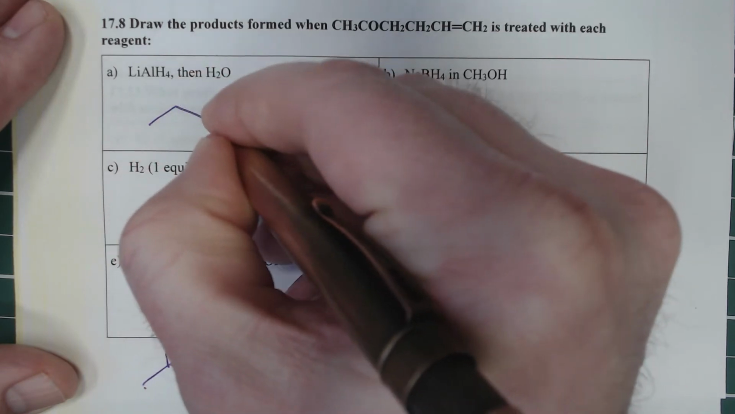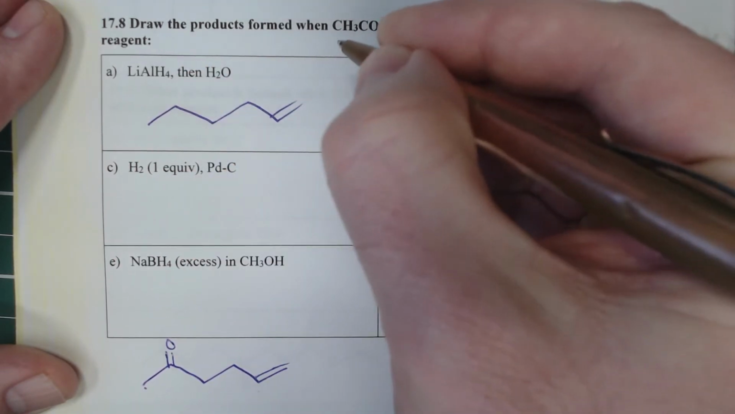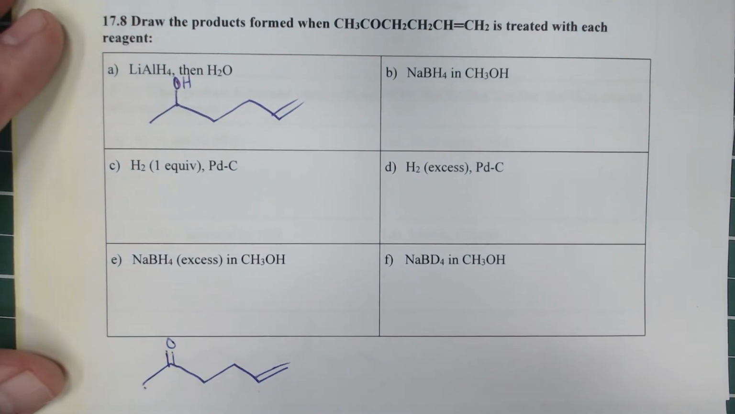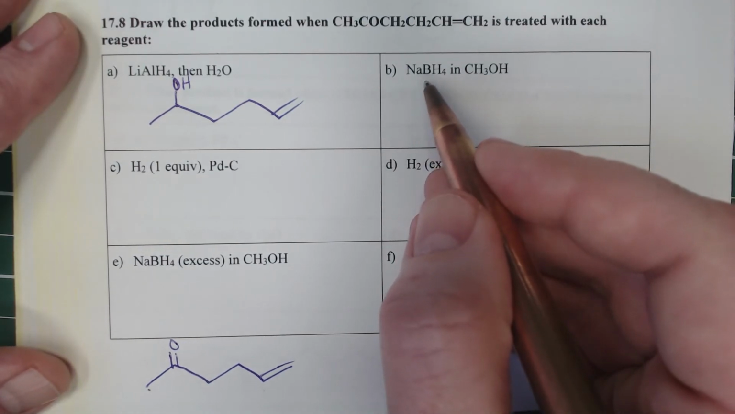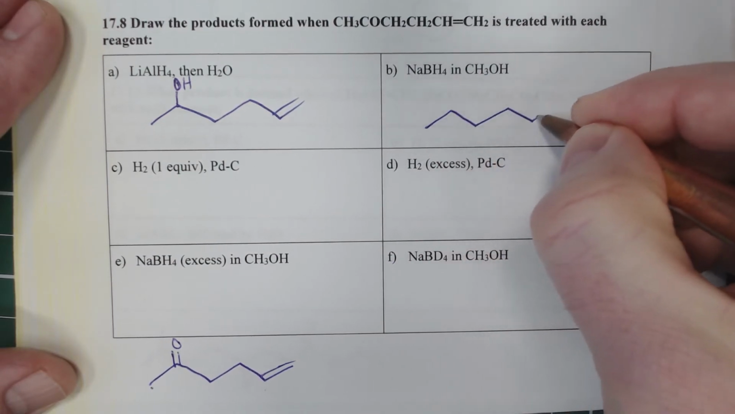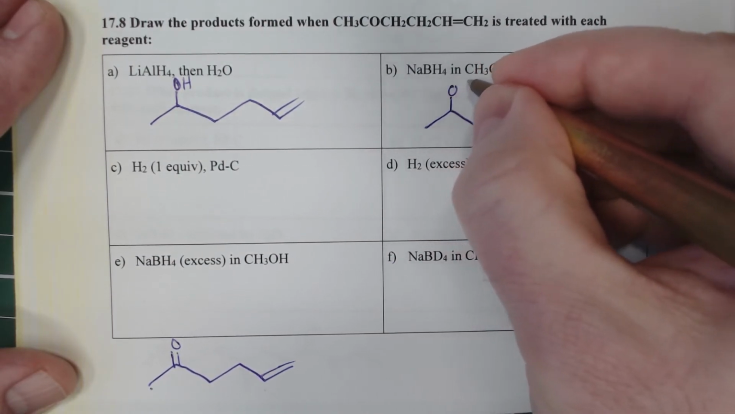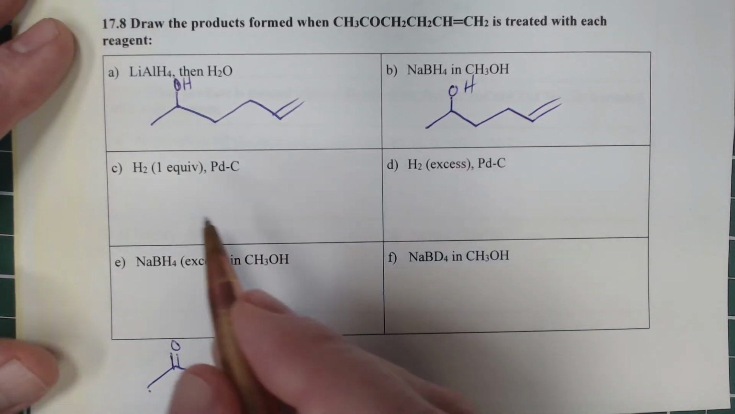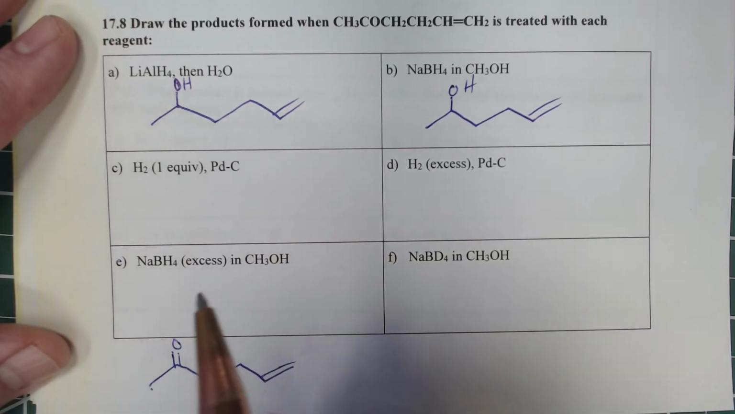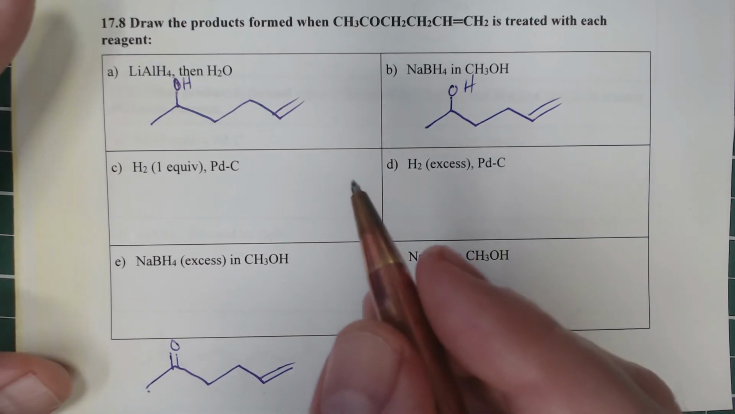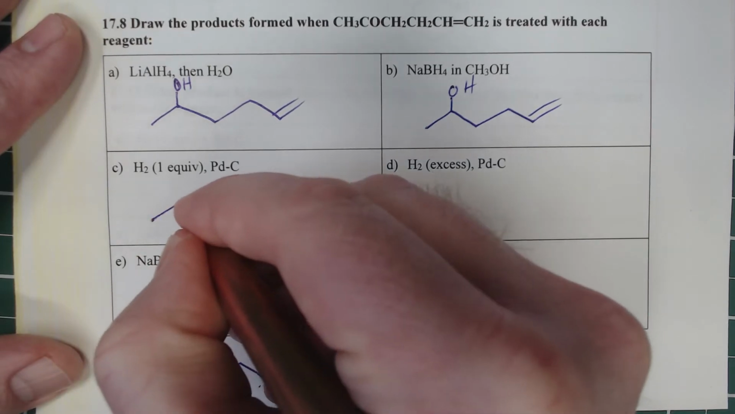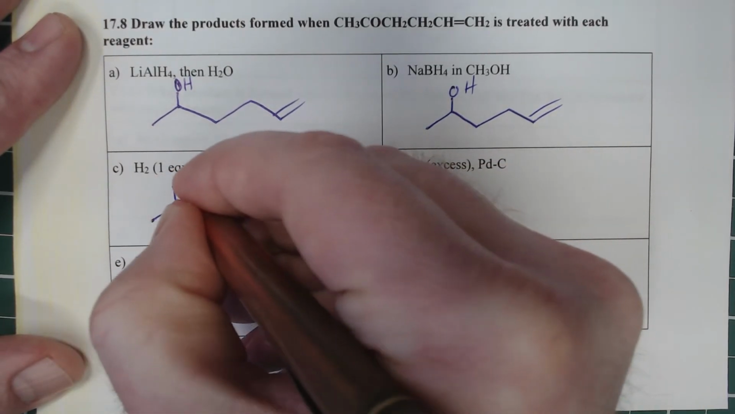So our product, this alkene will remain intact, and we will get an OH group there. With sodium borohydride, we're going to get exactly the same product because it will only reduce aldehydes and ketones. It will not affect the carbon-carbon double bond. All right, here we've got one equivalent of hydrogen doing the catalytic hydrogenation. With that, we should only reduce this carbon-carbon double bond, so we will end up getting this ketone.